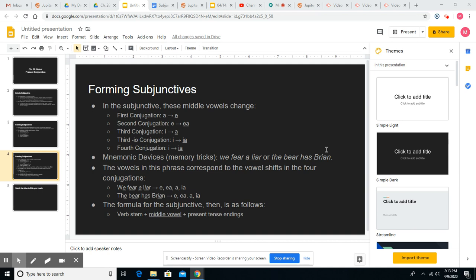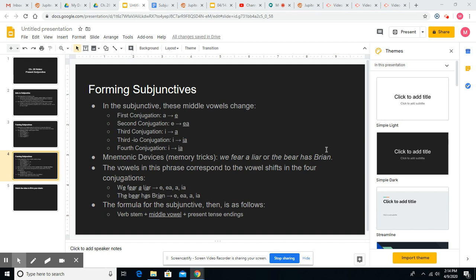So these are both very useful ways to remember the vowel shifts, especially when we're forming these verbs, because we can usually tell when we're parsing them, but it's helpful to remember them so that we can identify these as subjunctive instead of as indicative.